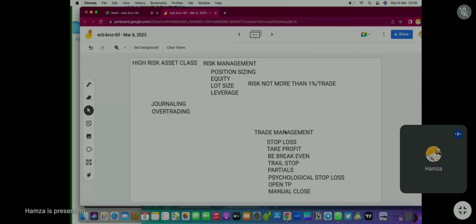After executing on a trade, you would want to manage that trade. There are things that you will see after executing on a trade, and you'll be like, I think I should get out of this trade. So that's trade management. You just exited.